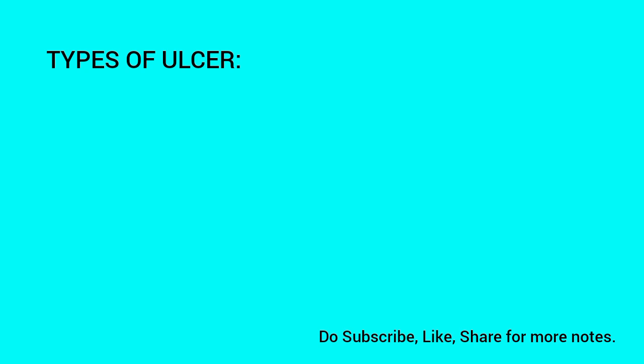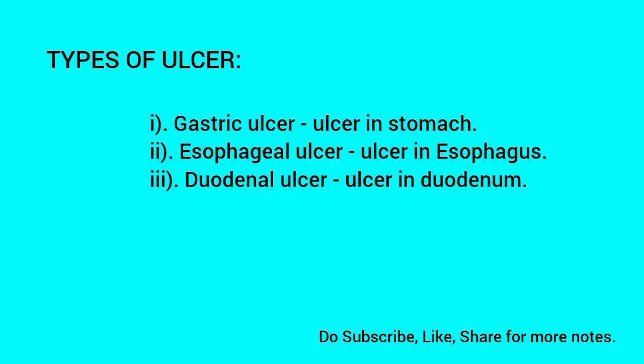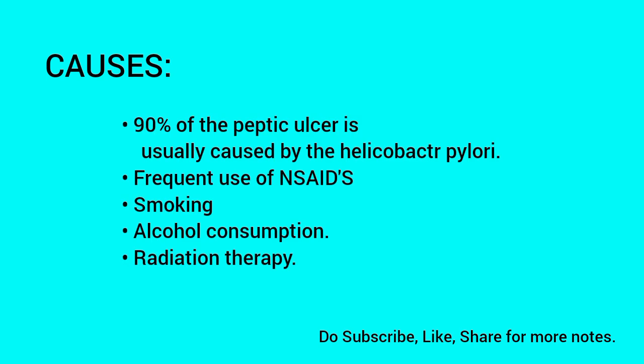There are three types of ulcer. They are gastric ulcer, ulcer in stomach; esophageal ulcer, ulcer in esophagus; duodenal ulcer, ulcer in duodenum. The causes are: 90% of the peptic ulcer is usually caused by the Helicobacter pylori. Frequent use of NSAIDs, smoking, alcohol consumption, radiation therapy.